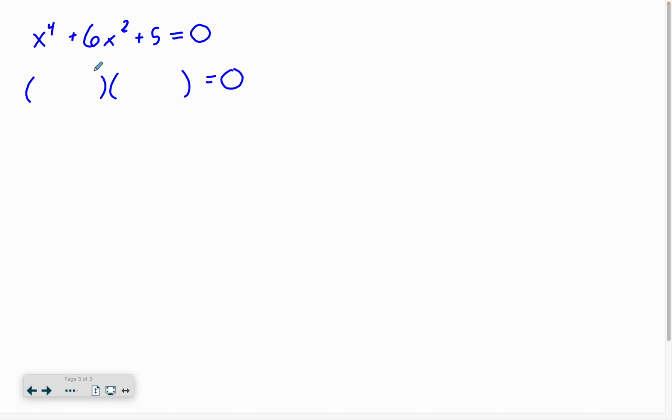Well, when you've got a trinomial, we're going to factor it like we've factored before. But now instead of x and x, we're using x squared and x squared because we need that x squared middle term. Both signs have to be the same because it's plus 5, and both signs have to be positive because it's plus 6. So this is the only way this quartic can factor. x squared plus 5, x squared plus 1. So either x squared plus 5 equals 0, or x squared plus 1 equals 0.